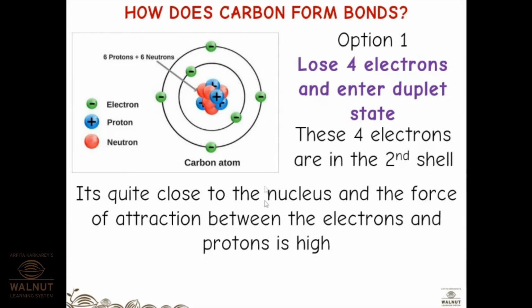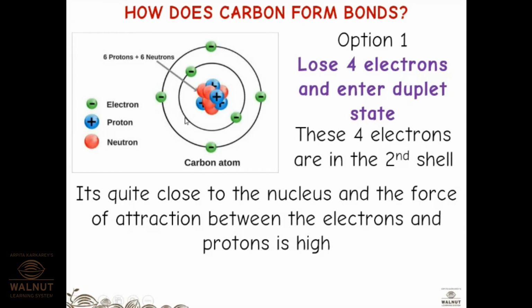So what I was telling you is that if you want to remove even 1 electron from an atom, it is a very difficult task, because you require a lot of energy to remove it. And here you are removing 4 electrons. So is it possible? Even if you see, it is quite close to the nucleus, so the nuclear force is also there, holding those 4 electrons. So is it possible for carbon to lose 4 electrons and enter into the duplet state? No, it is not possible.